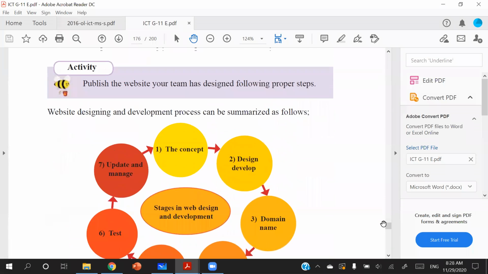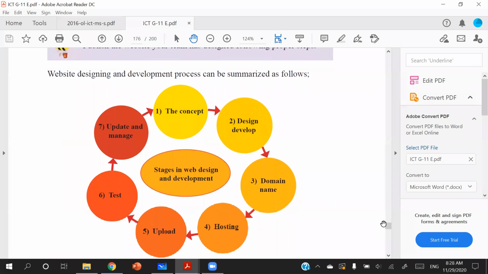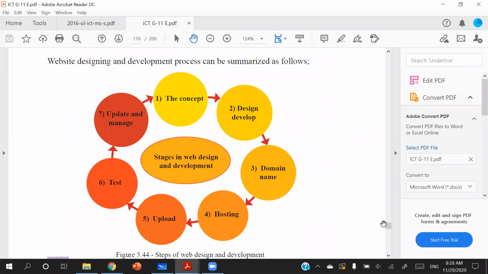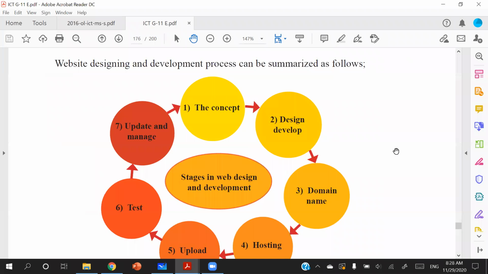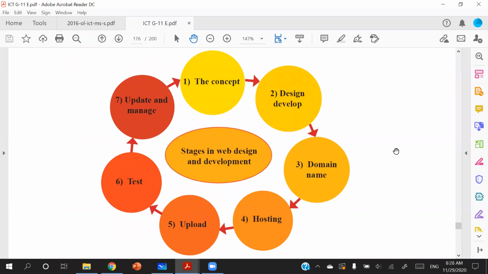Yeah. So this is about developing and hosting a website. The first thing we need to do is create the concept. Like in the system development life cycle, we have to identify what our product is going to be, design it, and develop it. Then we have to purchase a domain name, right?